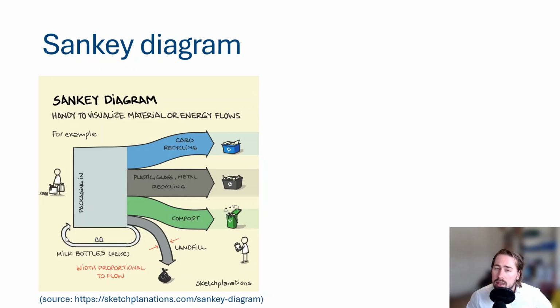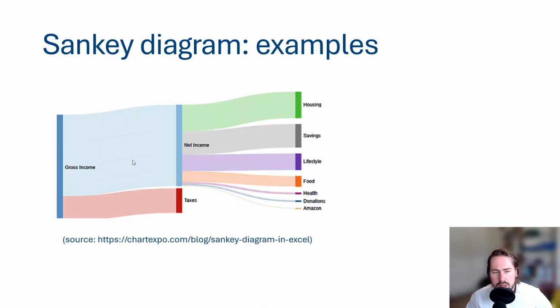You can also have it in economics. So this is, for example, the way you spend your income salary. So you have your gross income, part of it goes away to taxes. Then you have your net income, and that you can spend also on different categories. It can be visualized like this.